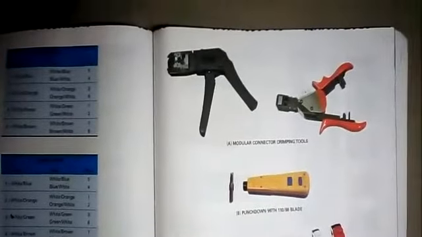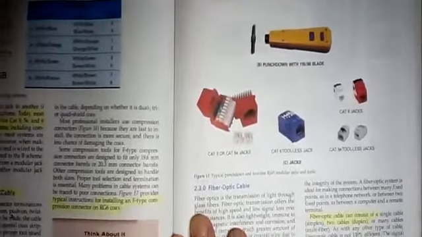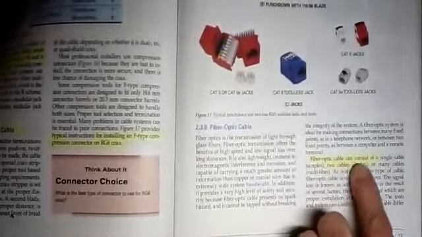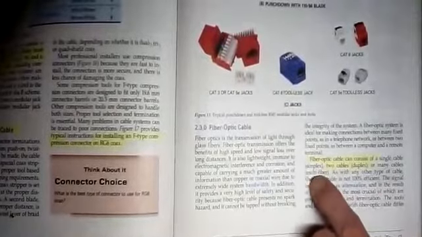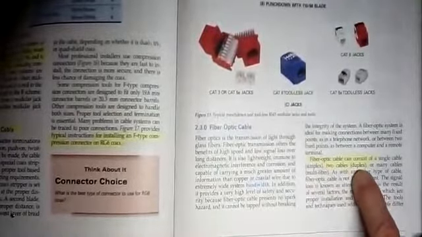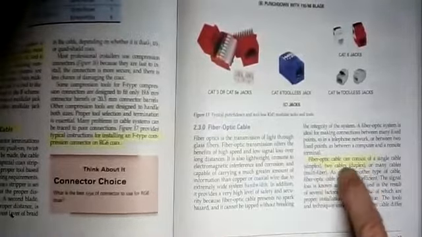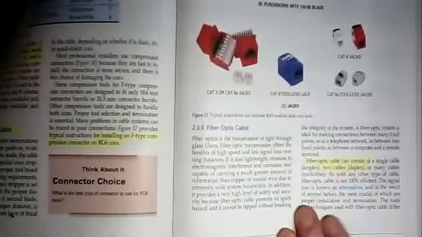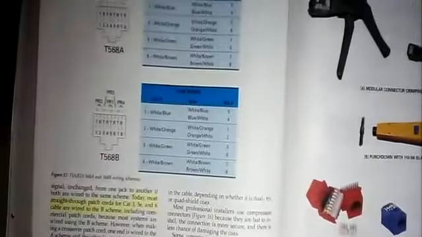Here on page 17 are some of the tools that we use in order to punch down cables on a punch down block. Fiber optic cable can consist of a 2-cable duplex. A single cable is a simplex, 2 cables is duplex, multi-cable is multi-fiber. The one they want you to be aware of is the duplex, which is 2 cables. So simplex, duplex, or multi-fiber. And that's on the bottom of the right-hand column of page 17.